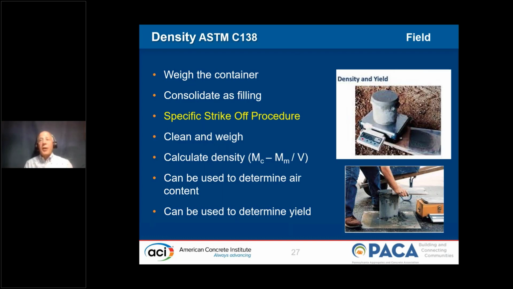We know the volume of the container ahead of time, so we measure its mass. It's a really easy calculation to determine its density or its unit weight. When we know that number, we can find out two other things really quickly, and they're important. First is you can calculate the air content knowing the unit weight.